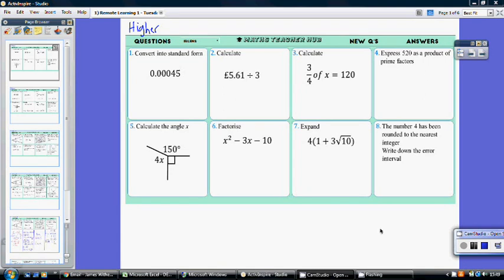Now I can just hear Josh giving me loads of grief about, I can't believe you started off with Maths Teachers Hub. I promise I won't do this every time, but I thought it was just something to get you going.